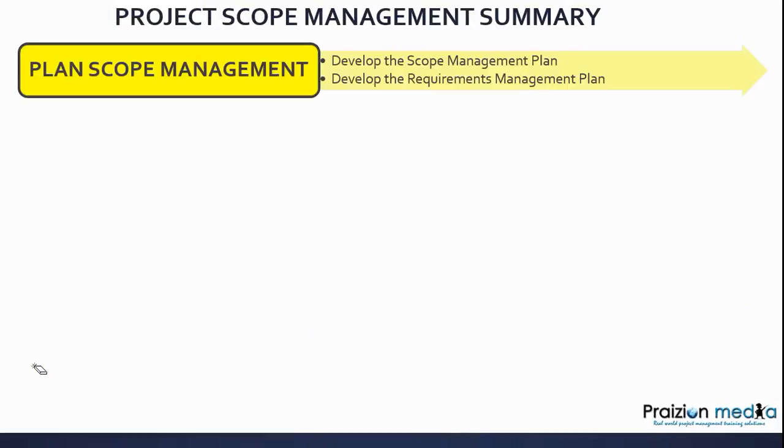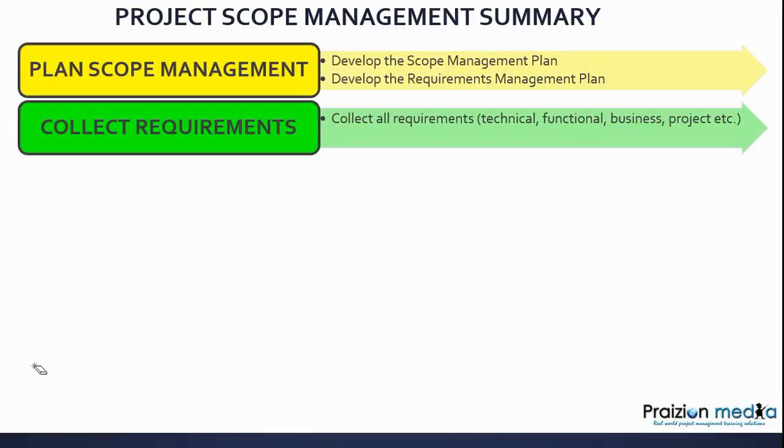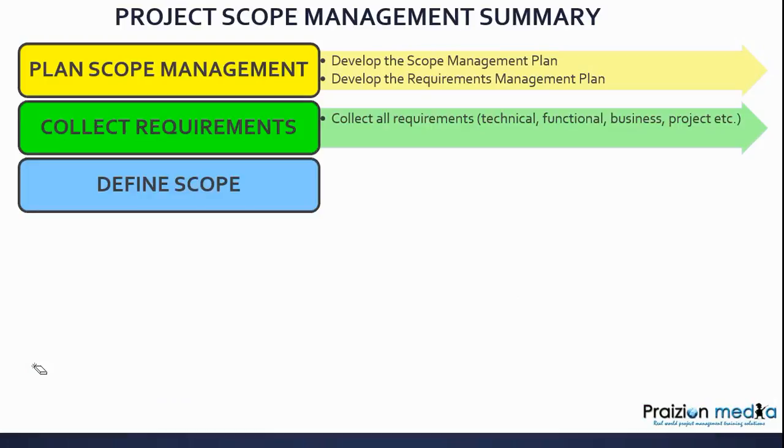Two plans come out of here: the scope management plan, which guides you on how to carry out scope activities and mentions the scope activities and the intensity and depth of these activities. And then we also have the requirements management plan, which guides us on how to collect requirements and how to manage the requirements. The next process is collect requirements, the actual collection of the requirements. The next one is define scope.